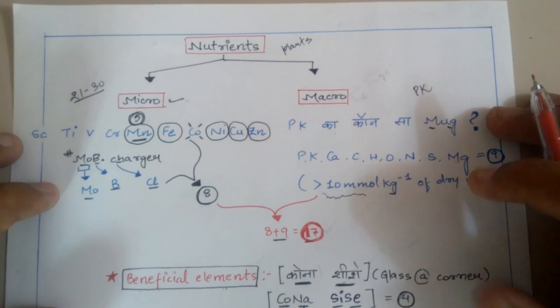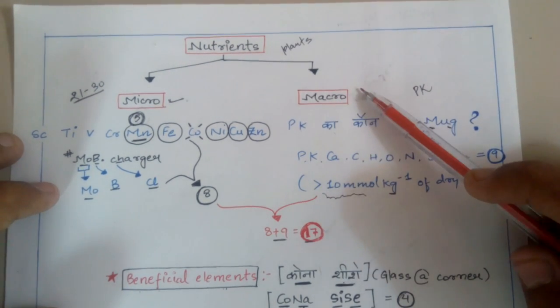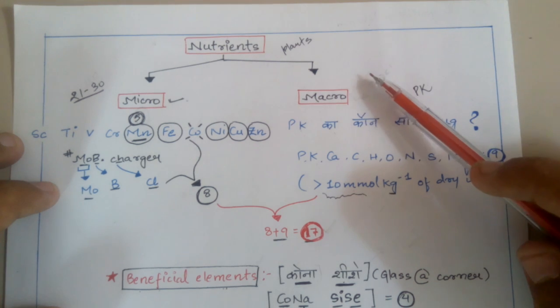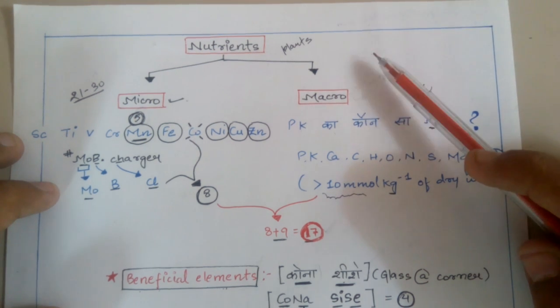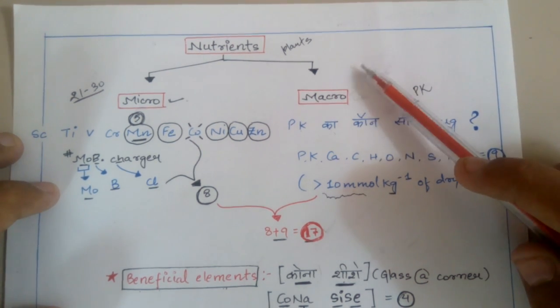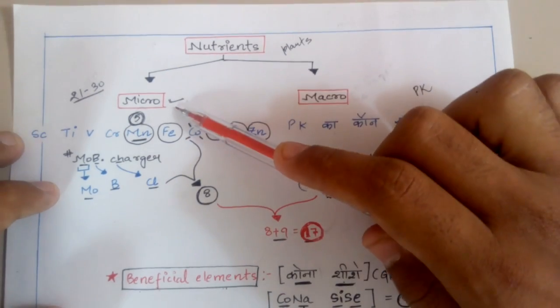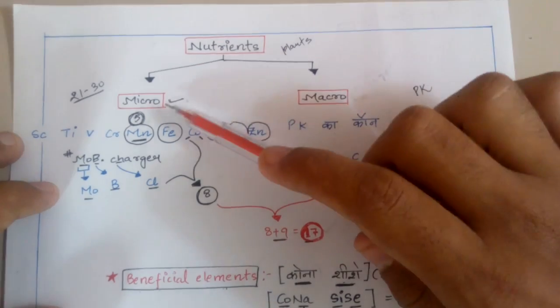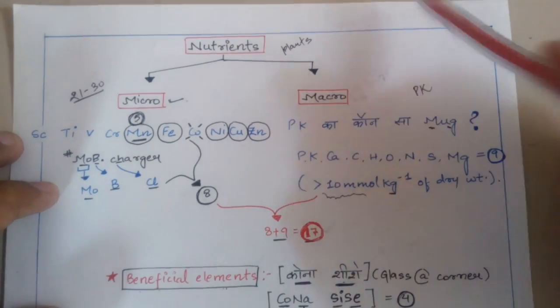Today we are going to learn about the nutrients that are present in plants. The nutrients that are beneficial for plants or are present in plants in different quantities are divided into two categories, that is micronutrients and macronutrients. So there are micronutrients as well as macronutrients present in plants.